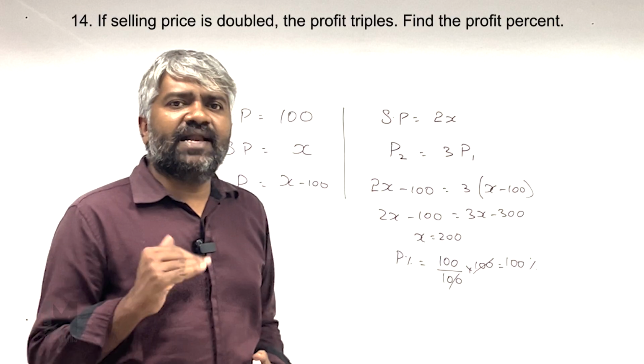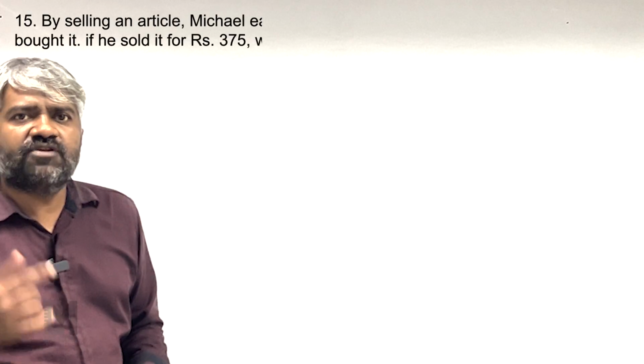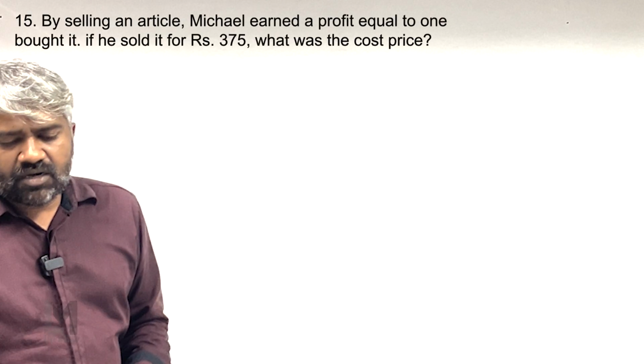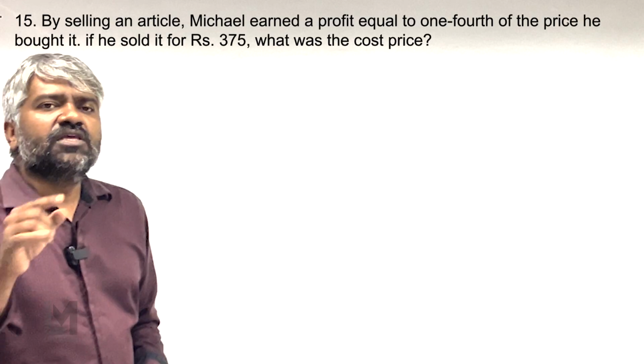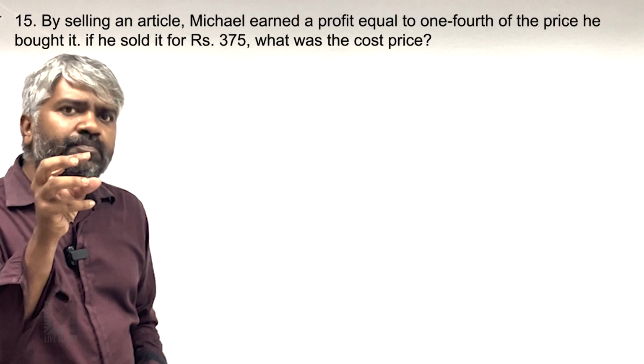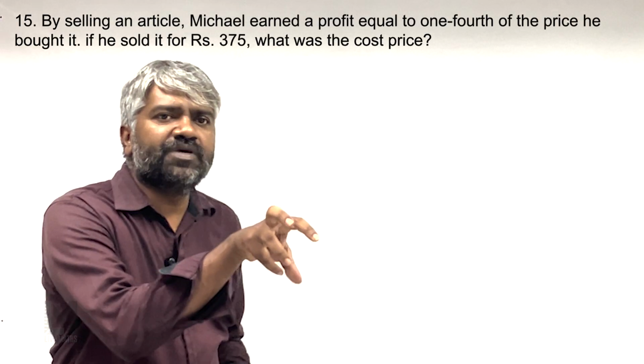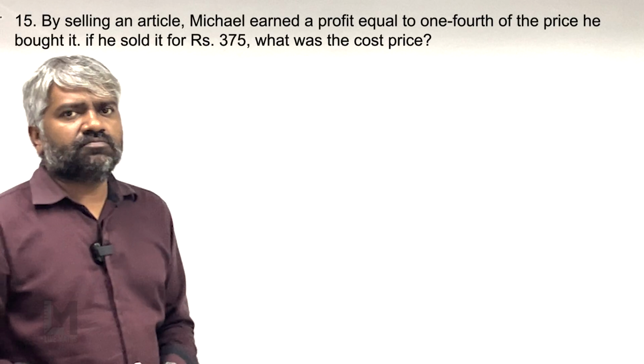Now, we will move to the next question. This is a little tricky question. So, I am going to find one data, and with the help of the data, I am going to solve the next part of the question, right. By selling an article, Michael makes a profit equal to 1/4 of its cost price. Now, the question is, if he sells the same product for 375 rupees, what is the cost price?